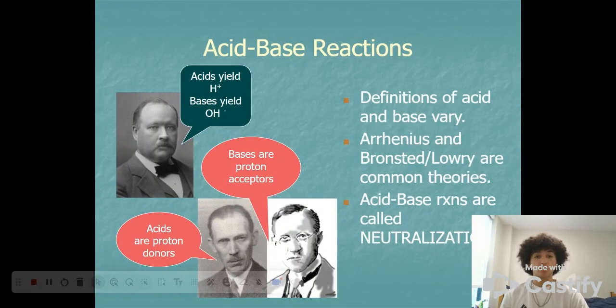Now, Bronsted-Lowry theory is the one that AP Chemistry mainly focuses on. An acid is a proton donor. It donates H+ ions. A base is a proton acceptor, and it accepts H+ ions. This is broader and more useful. Under this definition, it still works in water, but also works in other contexts.